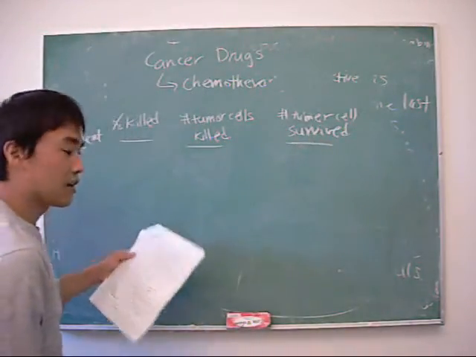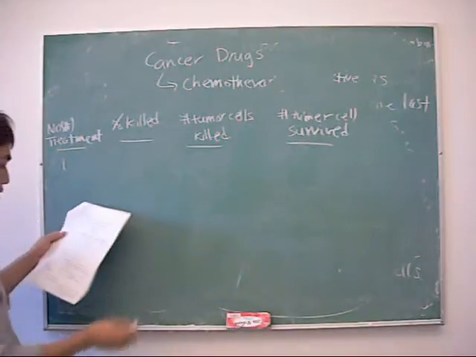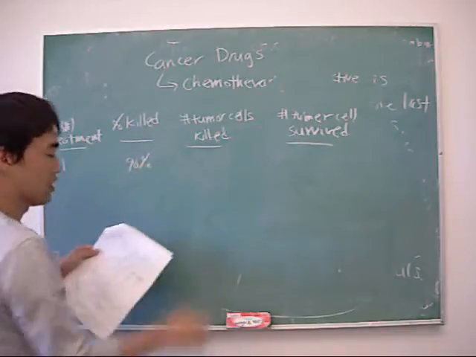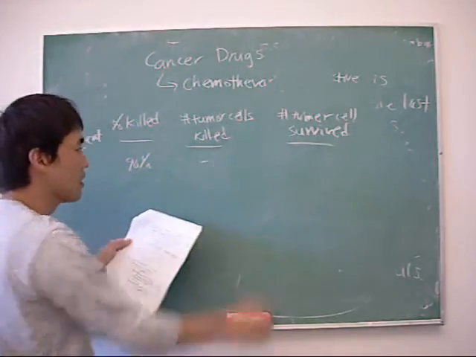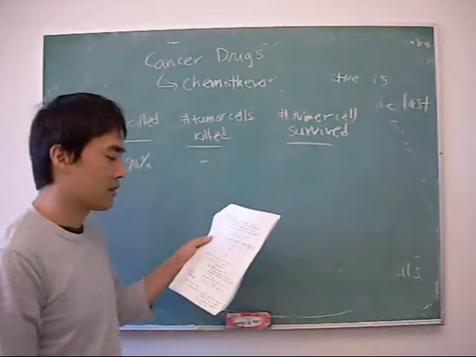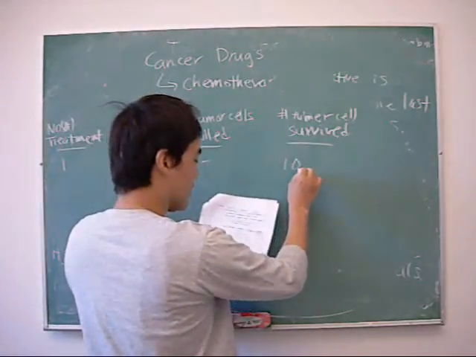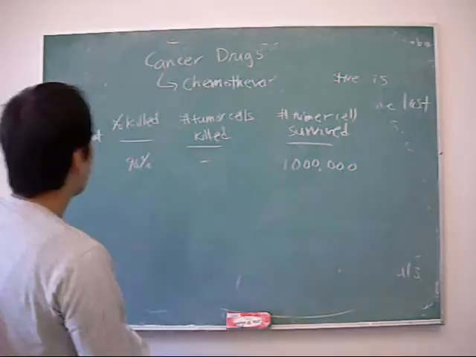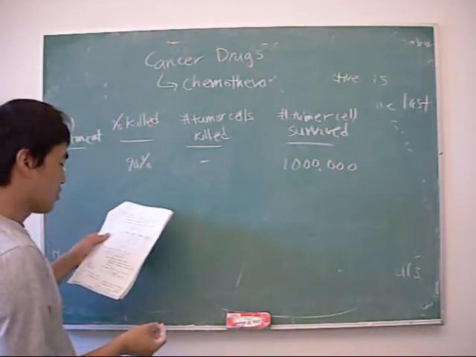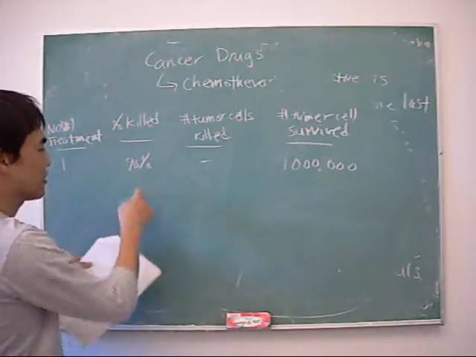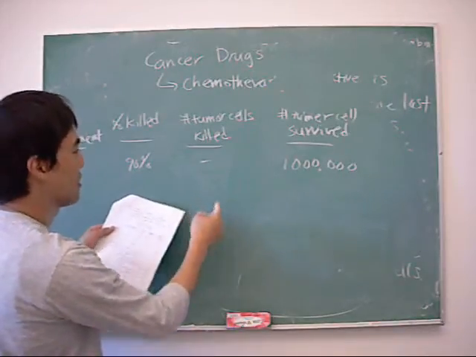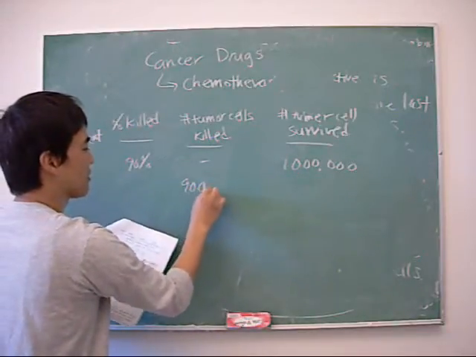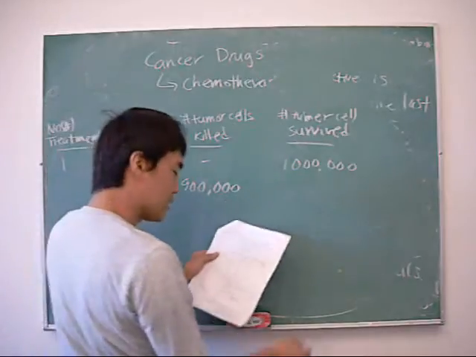So let's say we start out with the first treatment, and the anti-cancer drug kills 90% on each dose. Let's say it started out with 1 million cells. It killed 90%, so the number killed from the initial treatment would be 900,000. Then the cell survival would be 100,000.